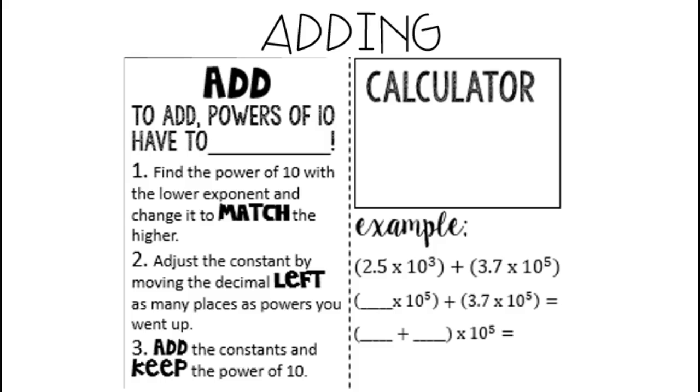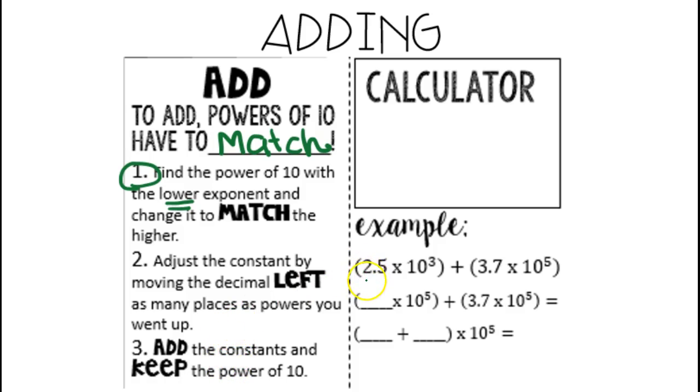When you add in scientific notation, the powers of 10 have to match. So you're usually going to have to do a little work to make that happen. The first step that I want you to do is find the power of 10 with the lower exponent. And I want you to change it to match the higher exponent. Once you do that, you can then add the constants together and keep the power of 10.